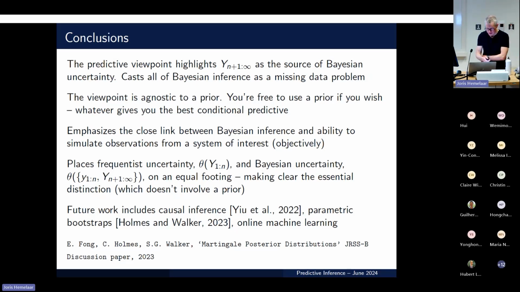And I think that's another nice link into modern AI, is that we know that modern AI is getting extremely good at generating synthetic data. It also highlights the close connection between frequentist uncertainty and Bayesian uncertainty on an equal footing.